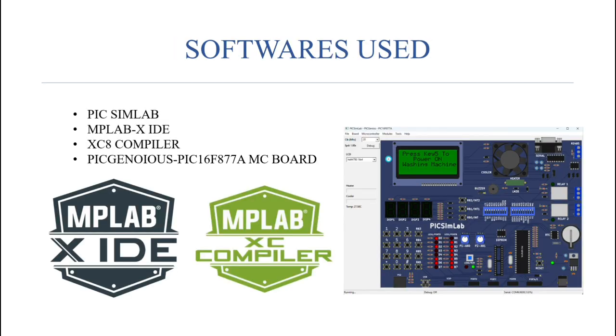We mainly use 3 software tools here: PICSimLab, MPLAB X IDE, and the XC8 compiler. By using these three applications, we will build the automated washing machine. Here we can see the MPLAB X IDE logo, here the MPLAB XC compiler, this is the PICSimLab simulation, and this is the PICGenius board with the PIC16F877A microcontroller.